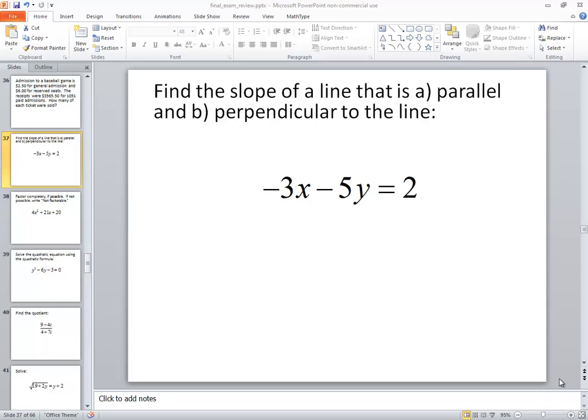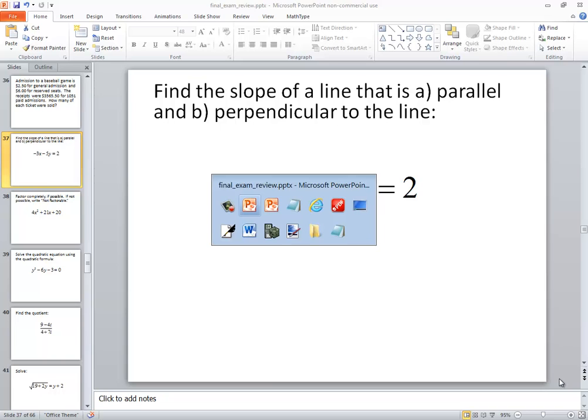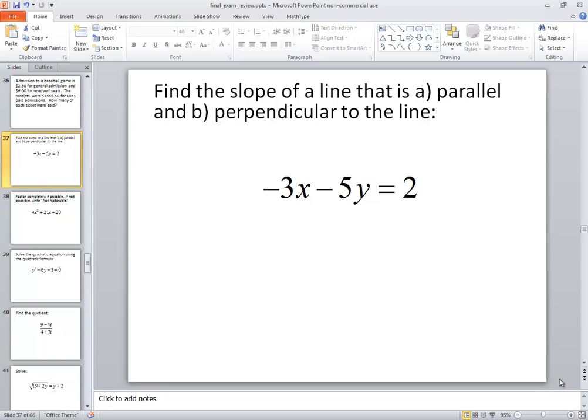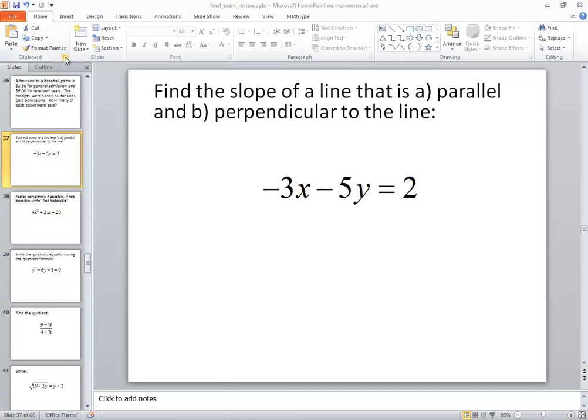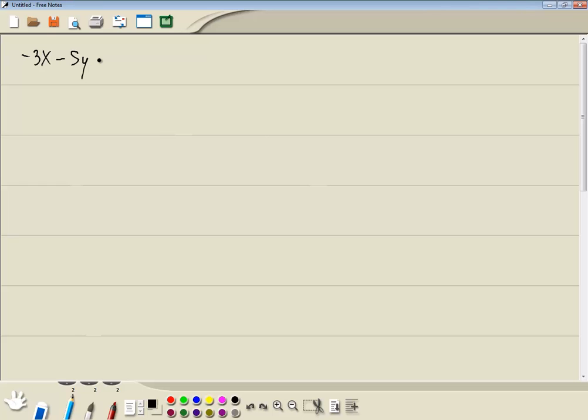Let's take a look at this problem. We want to find the slope of a line that is parallel and perpendicular to the line negative 3x minus 5y equals 2. So we got negative 3x minus 5y equals 2. Well, first, to figure out what a line or a slope that's parallel and perpendicular to this, we have to figure out what the slope of this line is. Easiest way to do that is to put it in slope-intercept form. Now, slope-intercept form means you solve for y.